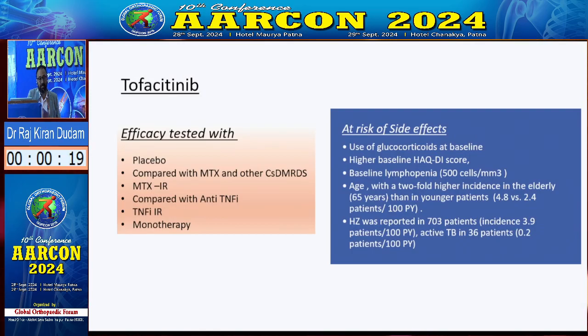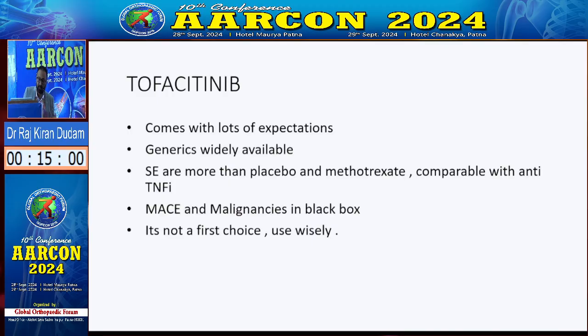effective, but it comes with a package of a lot of side effects, and these side effects of tofacitinib can be higher if the patient is also on steroids along with tofacitinib, and the patient's baseline lymphocyte count is low. If the baseline lymphocyte count is less than 500, it has been noticed that the risk of infections is quite high. And herpes zoster is very, very common in patients on tofacitinib. There is also a risk of side effects in the elderly, especially thromboembolic events; coronary artery disease risks are quite high, and malignancy risk has also been observed. So tofacitinib comes with lots of expectations.